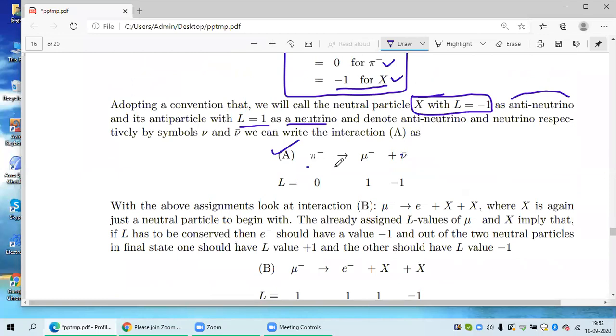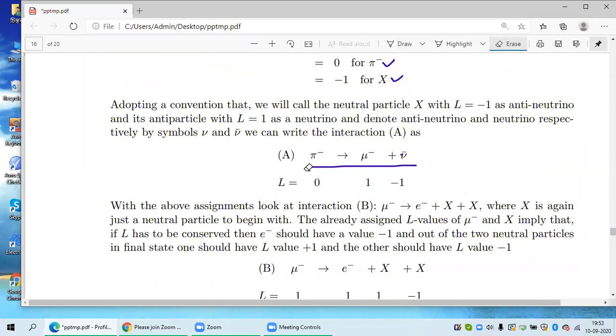So we write X with L minus 1 as nu bar. Clear? This is just a convention. So we say that pion decays to a muon and an antineutrino. The antineutrino means a neutral particle with L value minus 1. A neutral particle with L value plus 1 will be called a neutrino, which is different from this because their L values are different, and we have proved this experimentally too. Clear? Then I go to the next step.